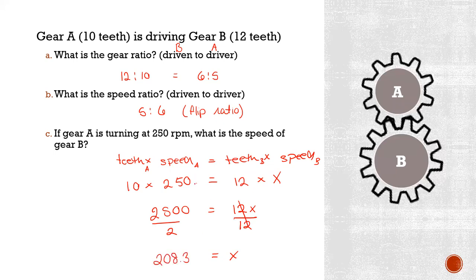Now you'll notice we put RPMs in here, so our speed that we get out is also going to be RPM. The units will always match. Whatever the units are you put on one side, you want to have matching units on the other side. So the speed of gear B is 208.3 revolutions per minute. Now you could round that off to 208 revolutions per minute, either way.